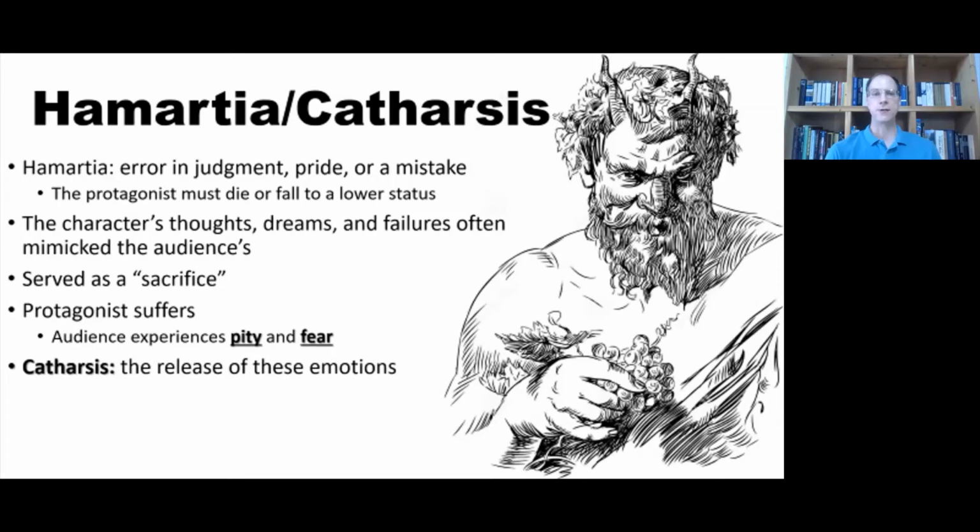In the end, the protagonist either must die or fall to a lower status. The character's thoughts, dreams, and failures often mimic the audience's own. Thus, the tragic character was recognizable. This too served as a sacrifice, where the audience experienced pity and fear through the suffering of the main character. This allowed the audience to release these emotions, which is called catharsis.